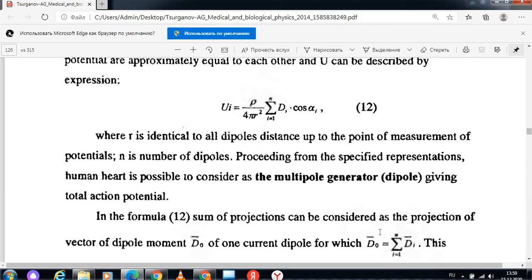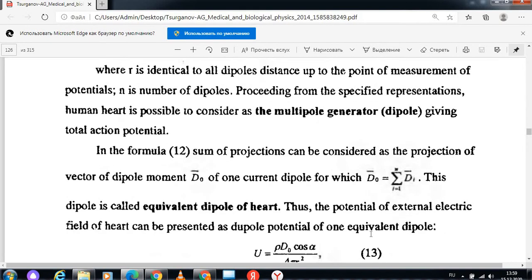You have a big sum of many multipoles, many small poles, and you have the final big sum of this multipole generator of dipoles, giving us the total action potential. This dipole will be called the equivalent dipole of the heart.